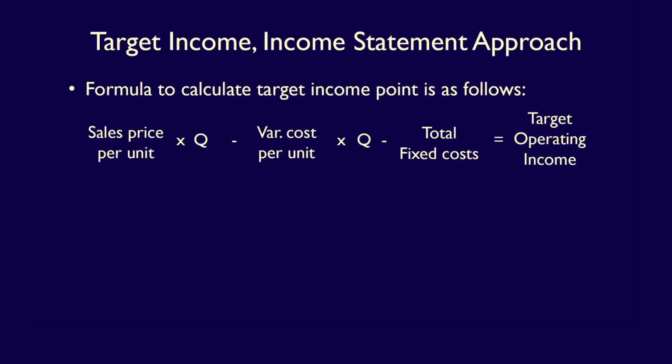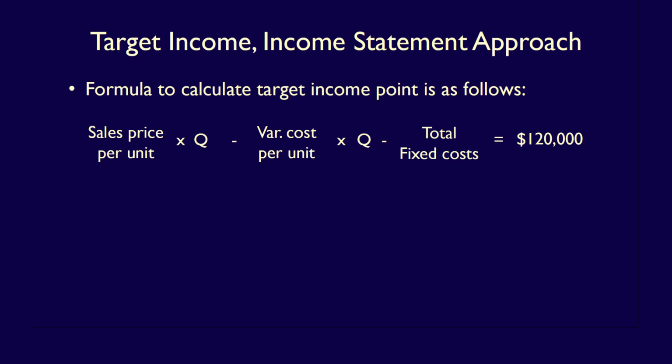$120,000? We know the formula to calculate operating income is sales price per unit multiplied by Q minus variable cost per unit multiplied by Q minus total fixed costs equals operating income, with Q equal to the number of units sold. We can use the exact same formula, simply replacing the operating income with target operating income. To do that for David Inc., we're going to replace the target operating income with $120,000. The formula is therefore as follows: sales price per unit multiplied by Q minus variable cost per unit multiplied by Q minus total fixed cost is equal to $120,000.